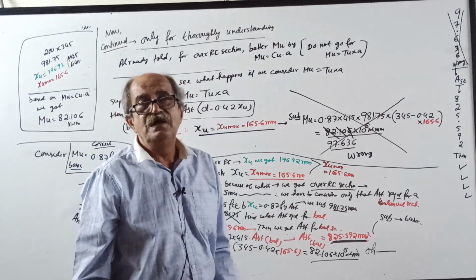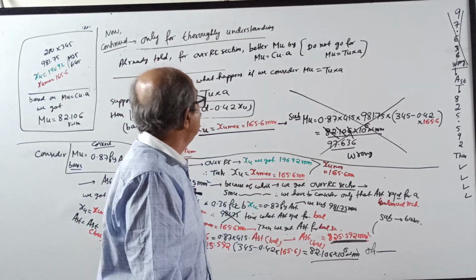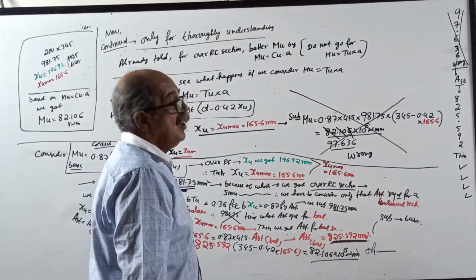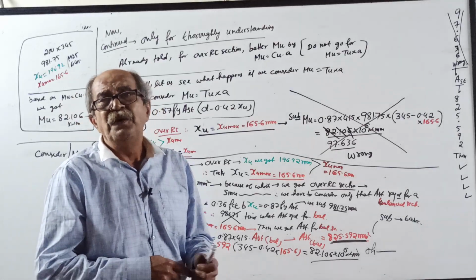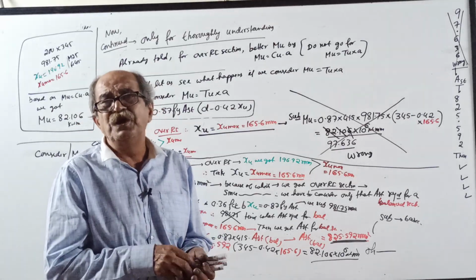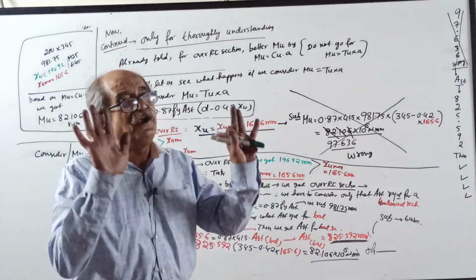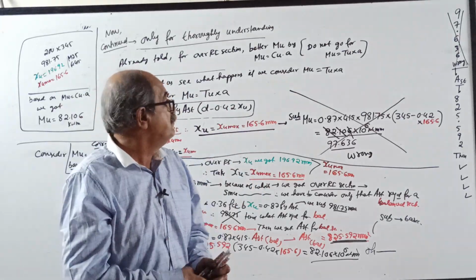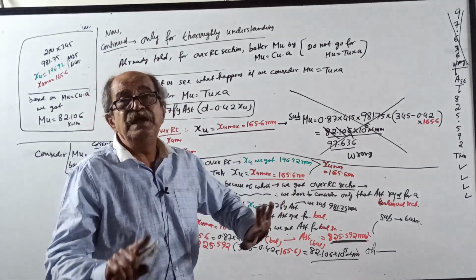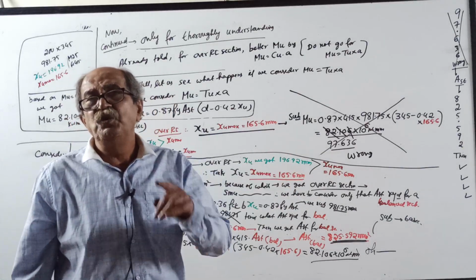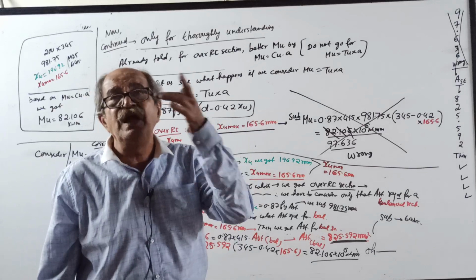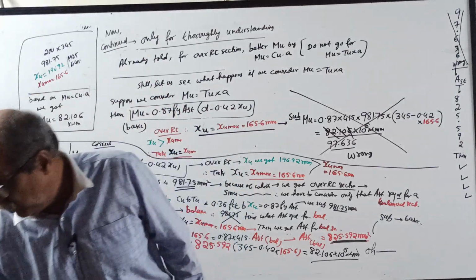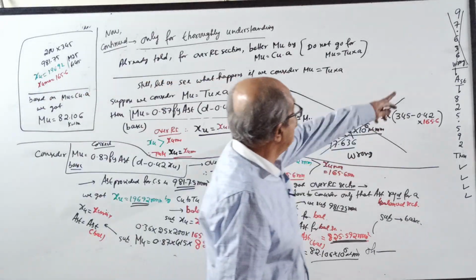Then student will tell, sir, no sir, this we don't want. All this confusion. Oh, then do one thing. Over reinforced section, better not go for MU equal to TU into A. Got it, sir? Firm in the mind. But still remember, there is nothing impossible. I told, if you go for over reinforced section, MU equal to TU into A, corrections are required.